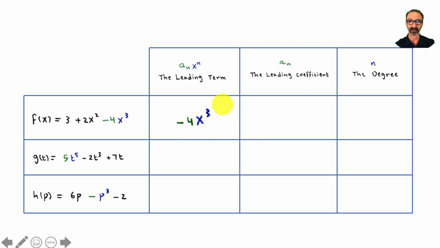Now, with that in mind, what's the leading coefficient? It's this right here, -4. With that in mind, what is the degree? Which is up here. The degree comes from n. N is the degree. 3.